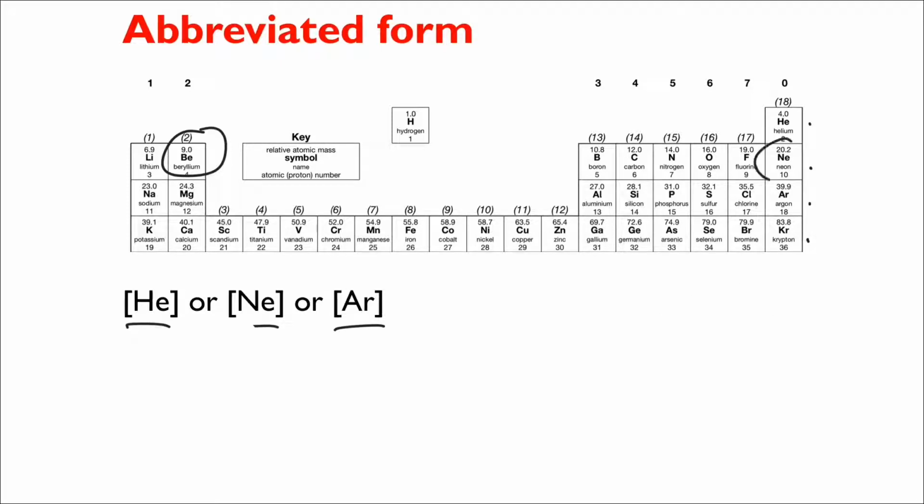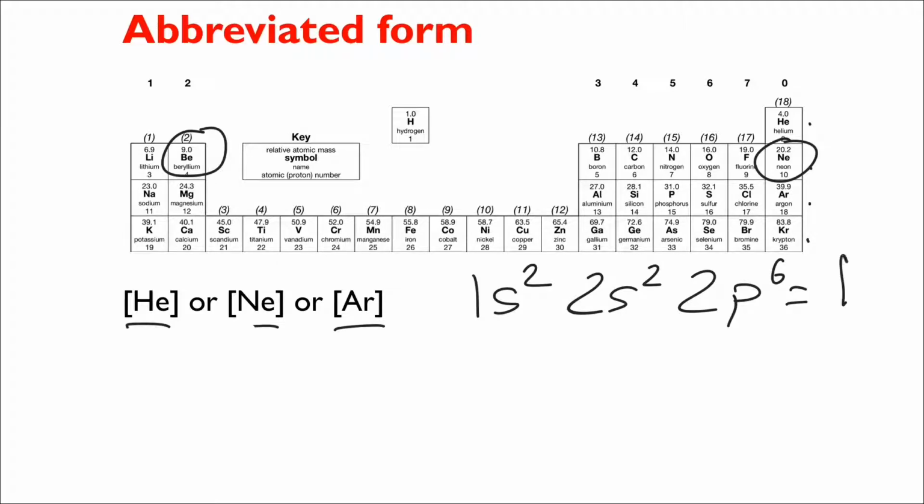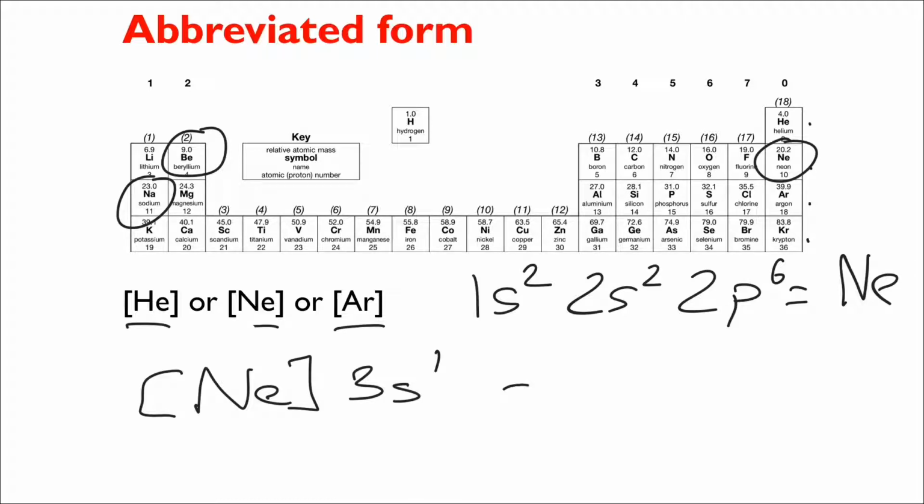But when we get to something like neon, which has 10 electrons, that'd be 1s2, 2s2, 2p6. That's the electron configuration for neon. If I was to write the electron configuration for sodium, we've done sodium before, instead of writing out 1s2, 2s2, 2p6, we know there's 10 electrons there because neon has 10 electrons. So we write neon, and then we can just fill the next subshell, which is going to be the 3s1. So sodium, in its abbreviated form, will just be neon 3s1. That's a lot quicker and a lot shorter than having to rewrite everything.